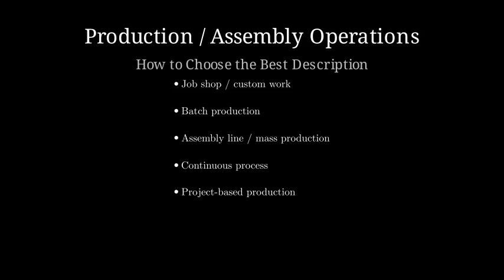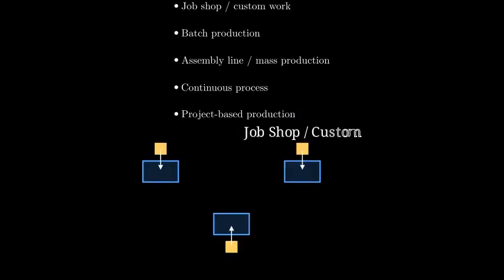The categories are job shop or custom work, batch production, assembly line or mass production, continuous process, and project-based production. First, job shop or custom work. This means each order can be different, and the workstations are flexible. Products move in different paths depending on what the customer wants. Look at the diagram. Each item follows its own path. This is common in machine shops, custom furniture, or repair services.